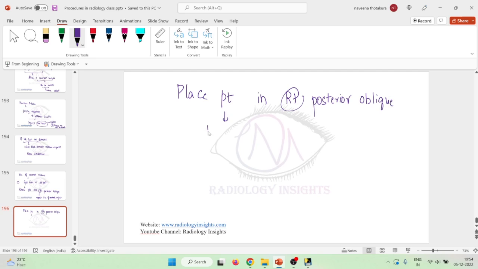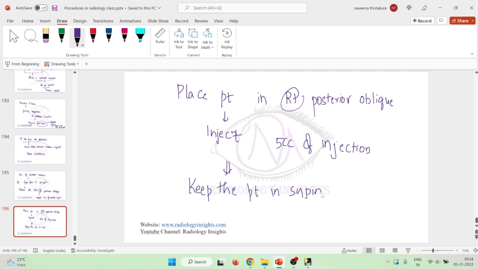And then you will again inject 5 cc of injection, and finally keep the patient in supine, and then in the supine view take an X-ray, take a film.